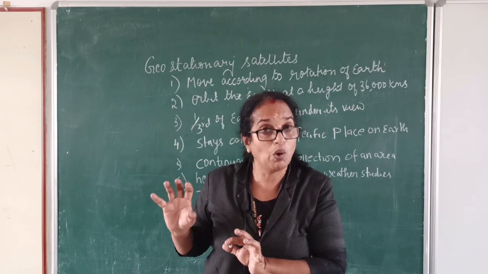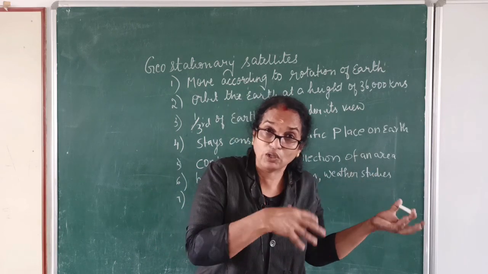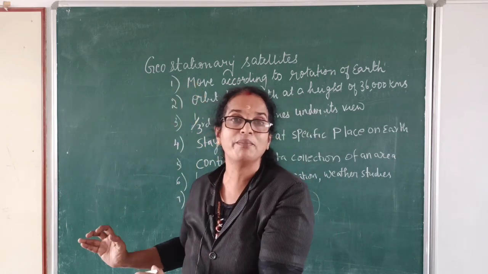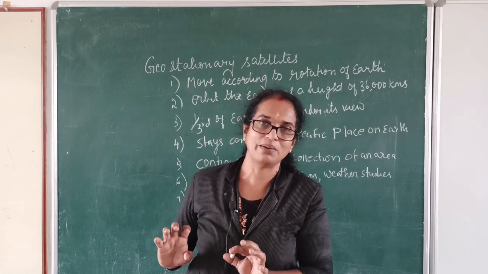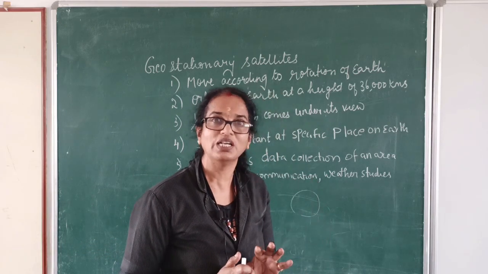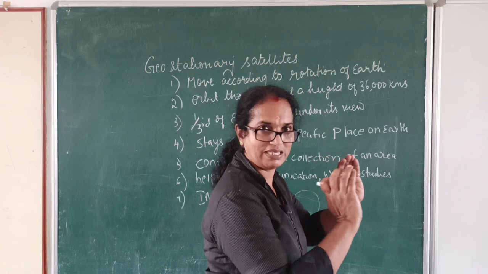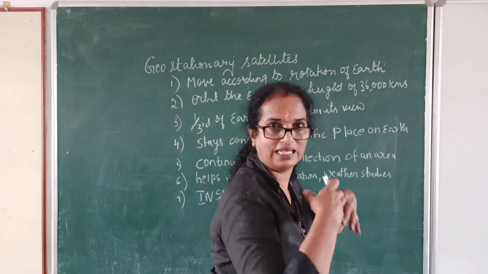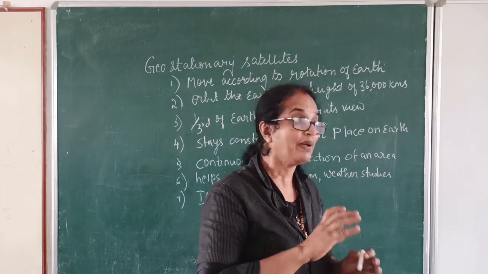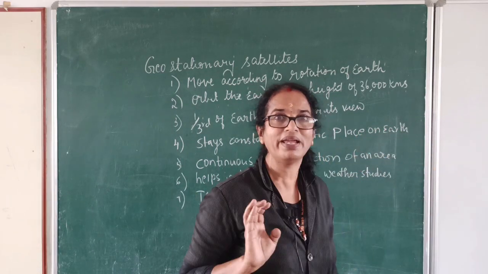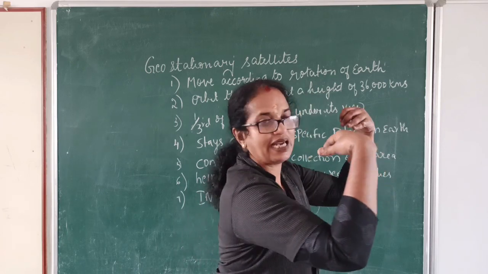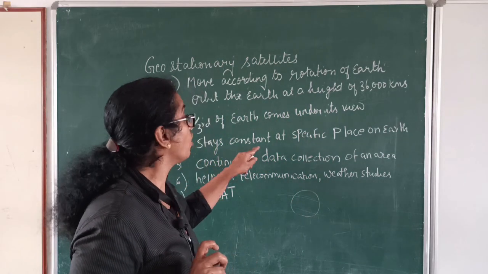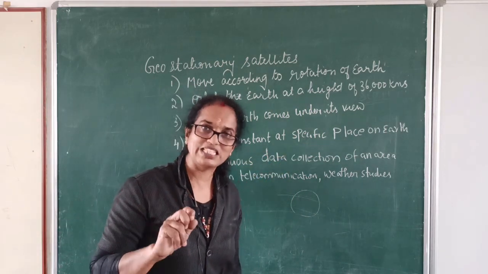So what will happen? What is the merit, or benefit, of it? You can collect the information of that one area completely. That means according to the rotation of the earth, if the earth turns towards the west, the satellite will be on that side, and we get only that area's information. So it can completely collect the information of that area. So it stays constant at a specific place on earth.